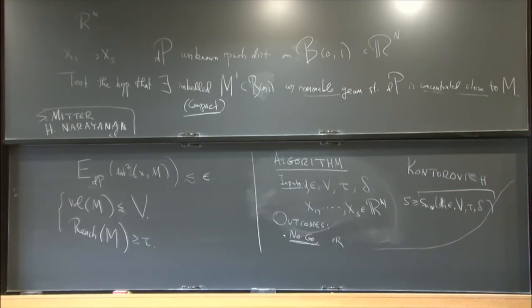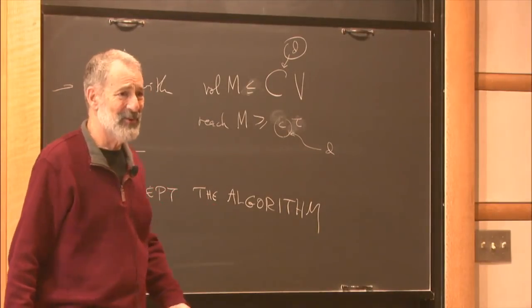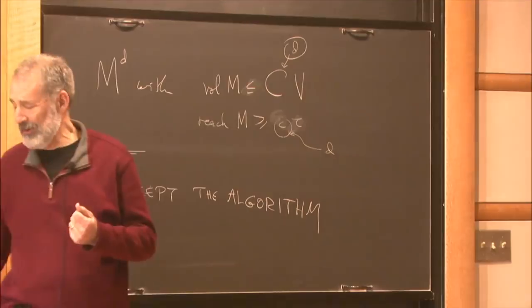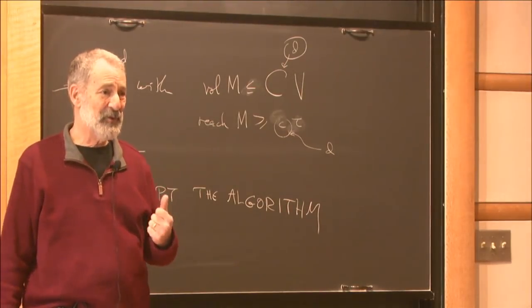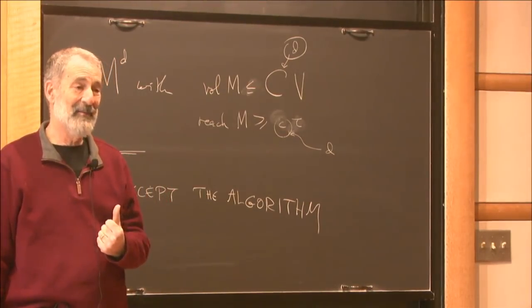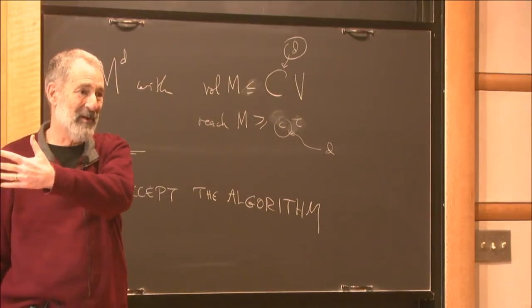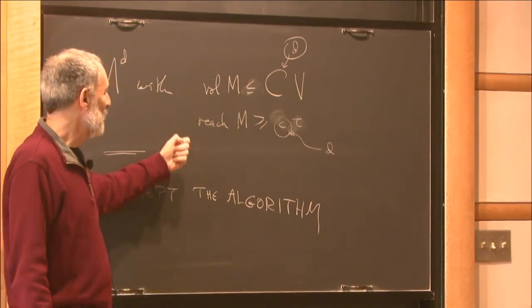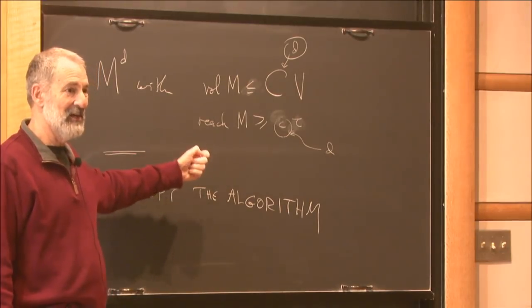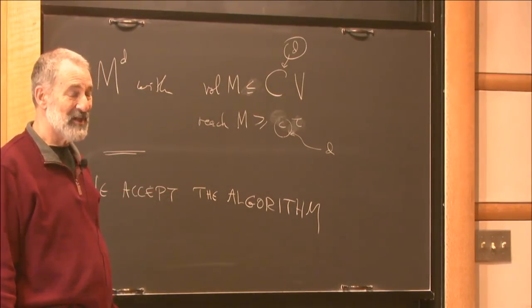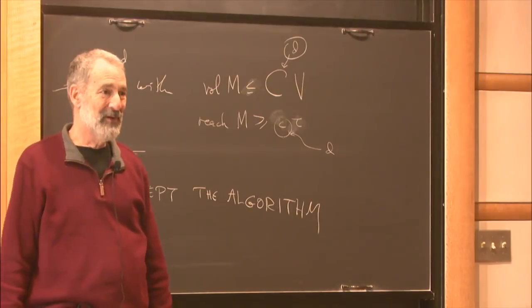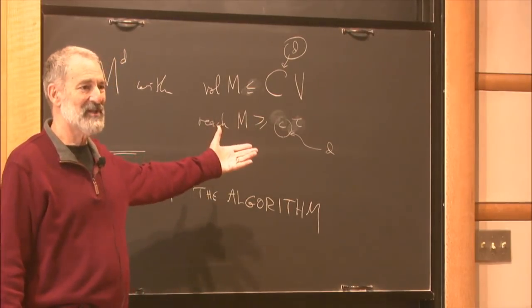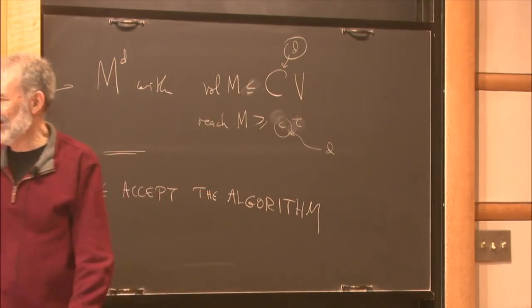Maybe I stopped writing after I wrote "we accept the algorithm," but yes. In order to be acceptable, the algorithm has to have two properties. If there is a manifold that does what we want, then with probability at least 1 minus delta, the algorithm will produce such a manifold. On the other hand, if there is no such manifold, the algorithm will not spuriously produce an M. It will instead say no go.